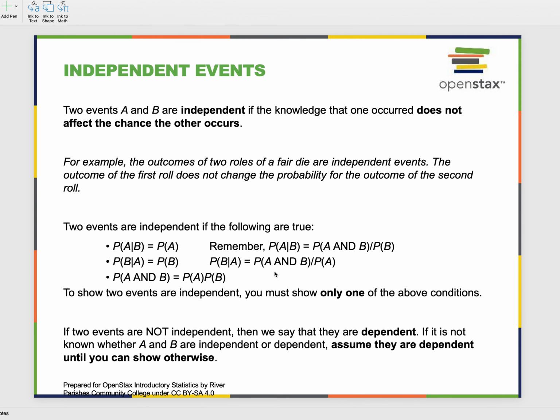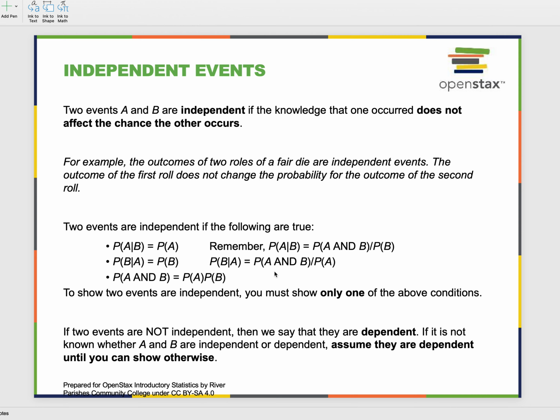Well, two events are independent if the knowledge that one occurred does not affect the chance of the other occurring. In other words, if I roll a fair die twice, or flip a coin twice, it doesn't matter if the first one was heads, it's not going to influence the second at all. And when this is the case, the probability of A given B becomes just the probability of A, or the probability of B given A equals the probability of B.